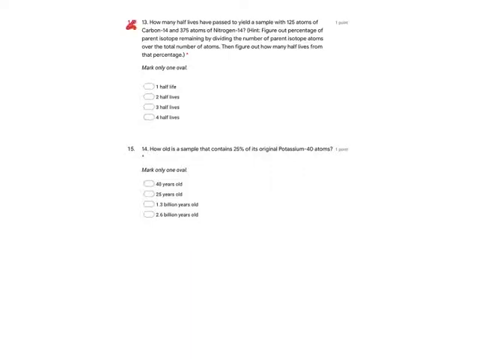Let's move on to number 13. How many half-lives have passed to yield or produce a sample with 125 carbon-14 atoms and 375 atoms of nitrogen-14? So let's write these quantities out. We know that we have 125 carbon-14 atoms and 375 nitrogen-14 atoms. We know that carbon decays into nitrogen. So this would be our parent isotope, and this would be our daughter.